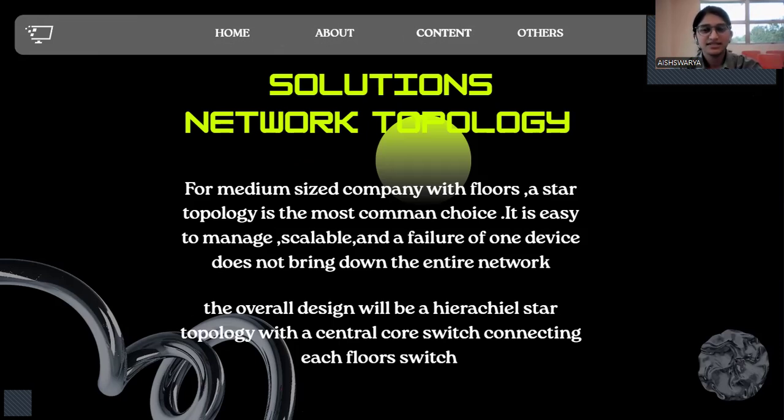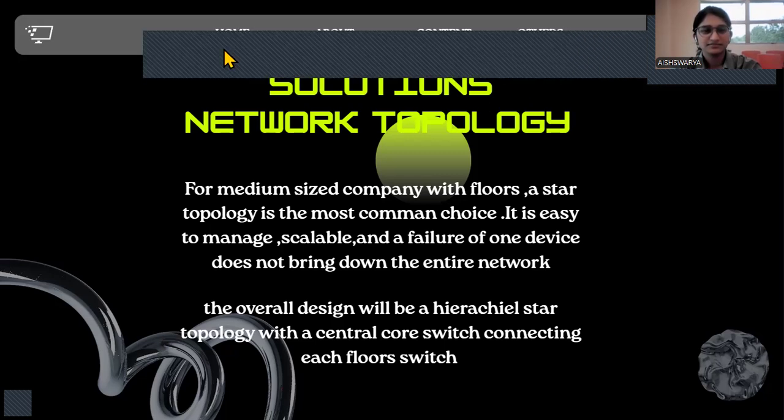Lastly, I will be presenting about solutions and network topology. For a medium-sized company with floors, a star topology is the most common choice. It is easy to manage, scalable, and a failure of one device does not bring down the entire network. The overall design will be a hierarchical star topology with a central core switch connecting each floor.